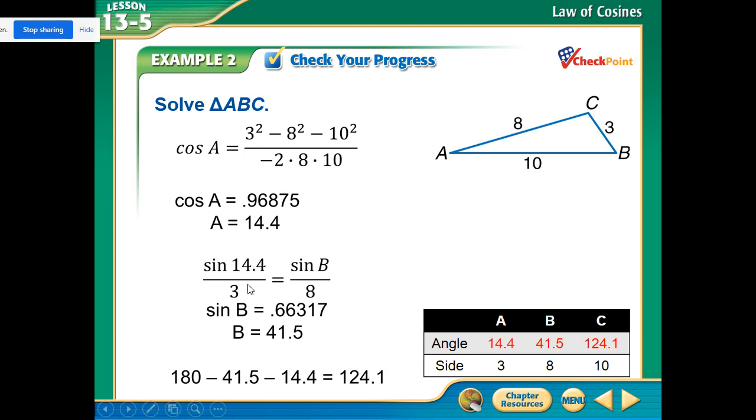Once I've done that, I now have a pair, and I can cross multiply. Again, I'm going with the smaller one, and B ends up being, after I do second sine here, I get 41.5, and then that's real easy to just subtract and get my C value.